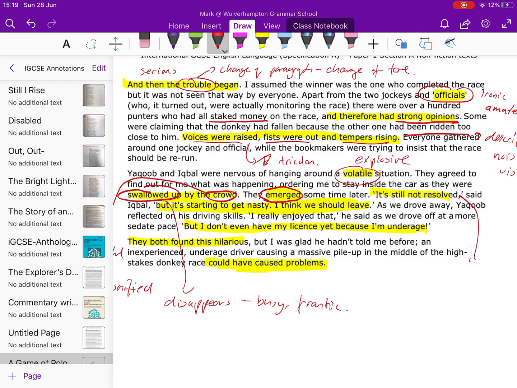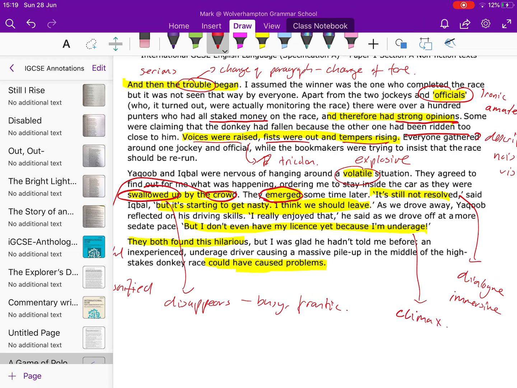The writer, I'm not sure whether I've mentioned this earlier, includes dialogue throughout the story to make it more immersive for us. It makes us feel like we are her and they are speaking to us almost. So once again, that's more immersive. So we drive away. I really enjoyed that, he said, but I don't even have my license yet because I'm underage. And this is almost the climax of the article.